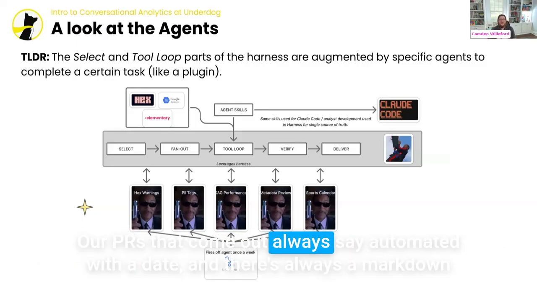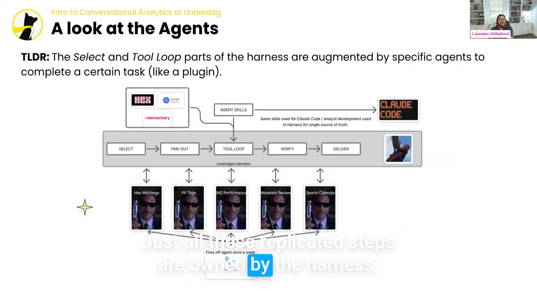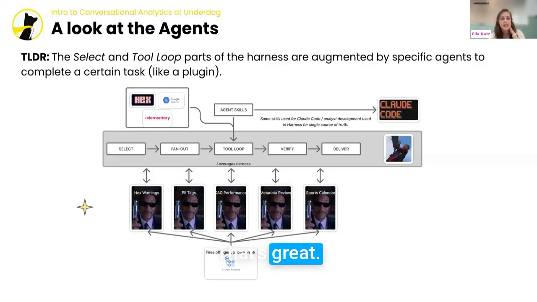Our PRs that come out always say automated with a date, and there's always a markdown file that saves so we can reference it. Just all these replicated steps are owned by the harness. Does that make sense to answer that question? Yeah, that's great.